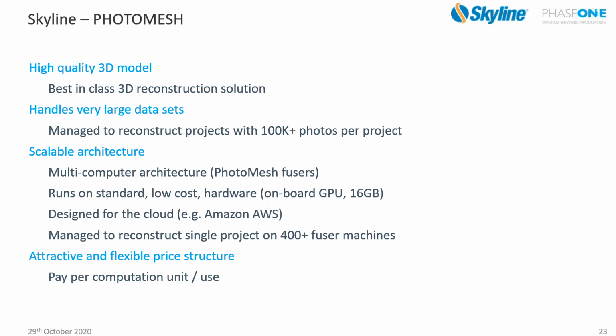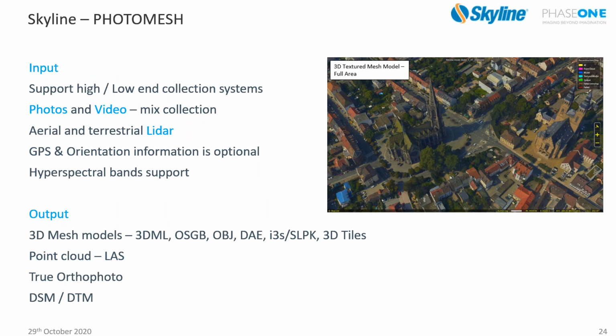We have different models for using the software, whether it's pay per use or number of fusers. So we have pretty flexible models to support different customers. Next. So the input into Photomesh is really any image-based camera, any frame-based camera system, and we can also process full motion video. We can incorporate point clouds, LiDAR, whether aerial or terrestrial, and we can support really a variety of GPS accuracies, whether going from really high-end camera systems all the way to drones or even handheld cameras on the ground or from a helicopter.